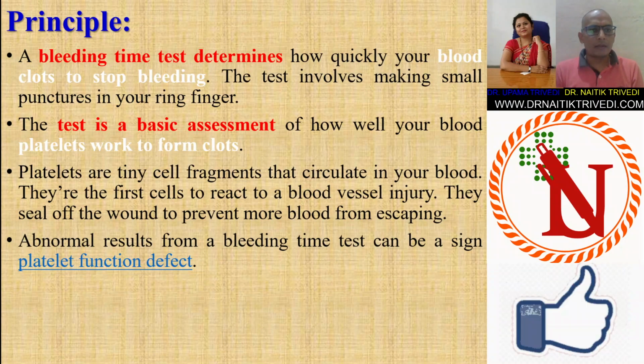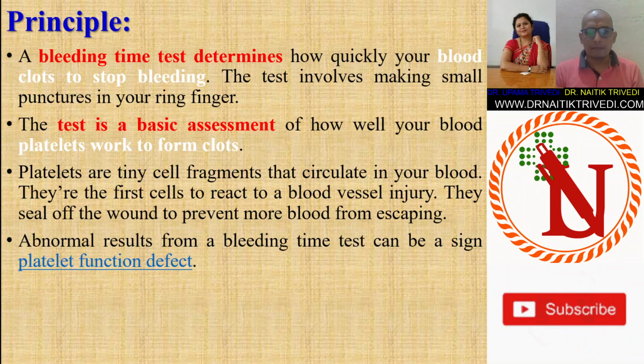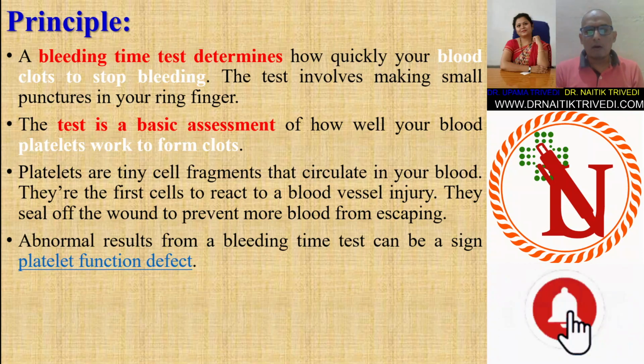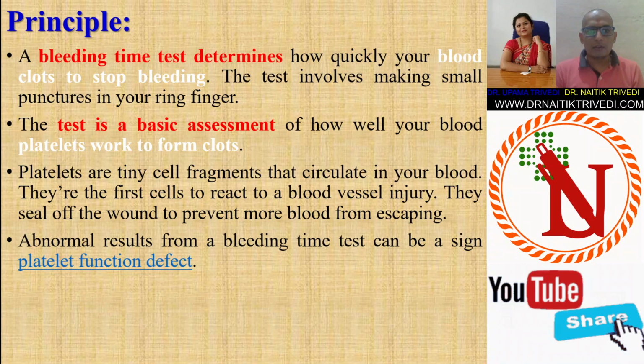Principle of this practical: a bleeding time test determines how quickly your blood clots to stop bleeding. The test involves making a small puncture in your ring finger. Why we are choosing the ring finger, I will describe. The test is a basic assessment of how well your blood platelets work to form clots. Generally, we are performing this practical to check our platelet function.